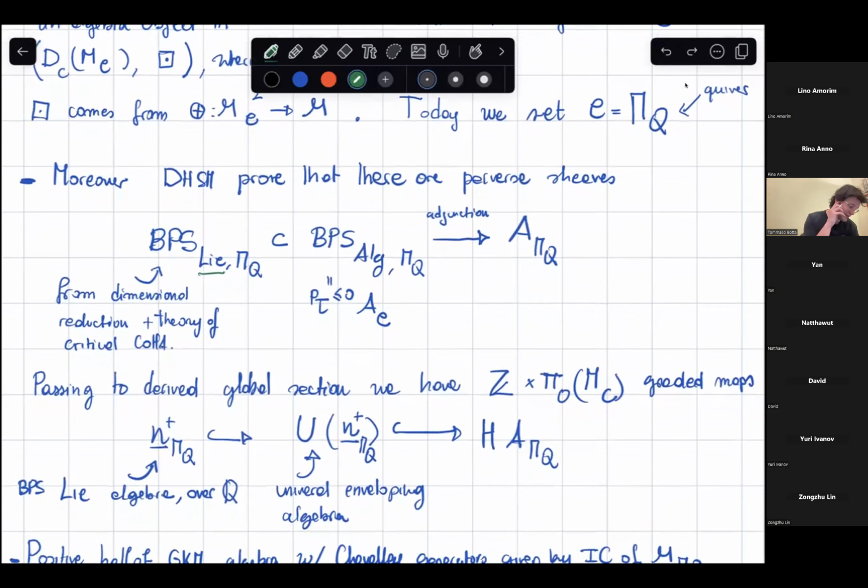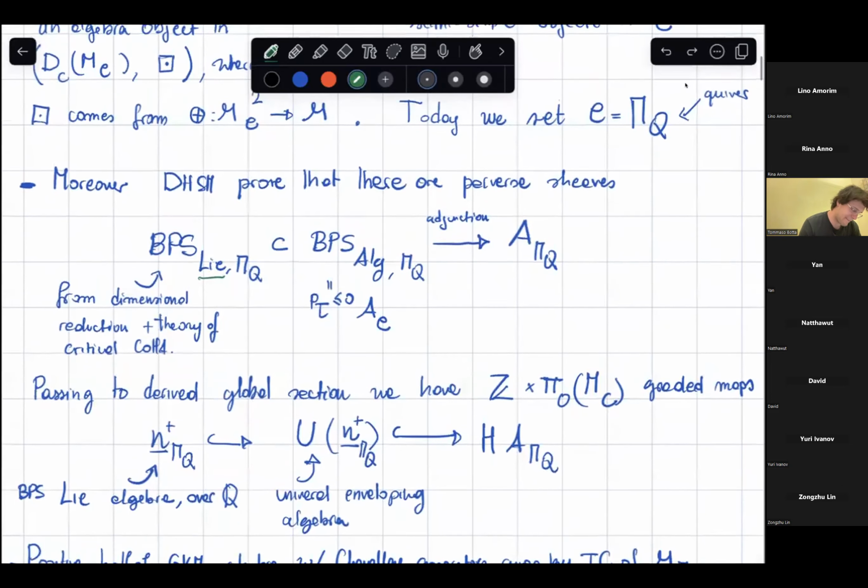In particular, what Hennecart, Davison, and Schlegel Mejia show is that they can construct the so-called BPS Lie algebra. This is just the derived global sections of the BPS Lie sheaf, and also its universal enveloping algebra as derived global sections of this sheaf-theoretic object.